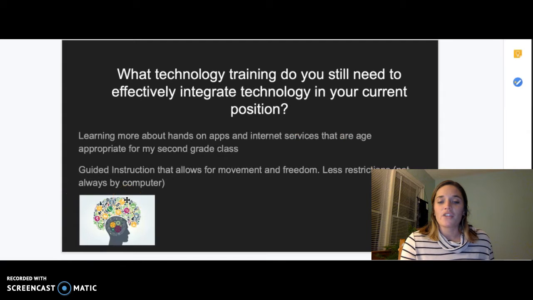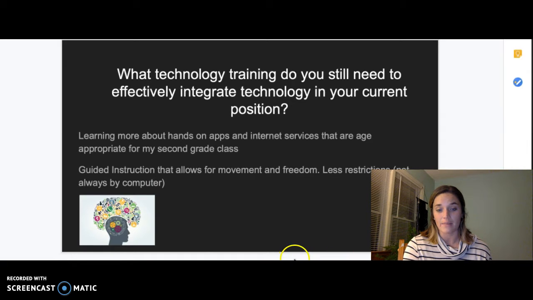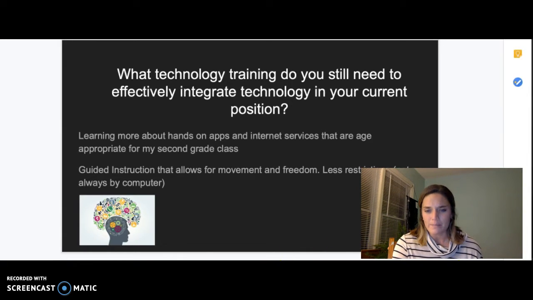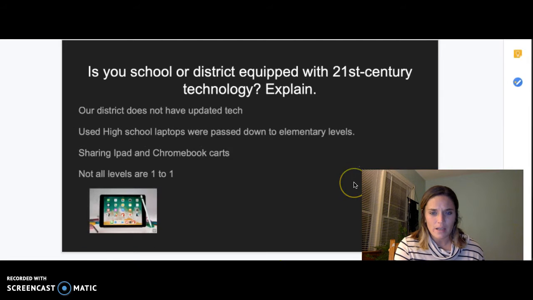This next slide, what technology training do you still need to effectively integrate into your current position? For me personally, I know I need to learn more about the apps and services that are appropriate for my own class, like my Dojo app. I know I have said that. There are so many features on there that I haven't even familiarized myself with yet that I know the students would absolutely love, but it's just a lack of time and lack of resources for my own teaching style that I'm not able to do that with my students. Sorry, I'm covering some of those words.